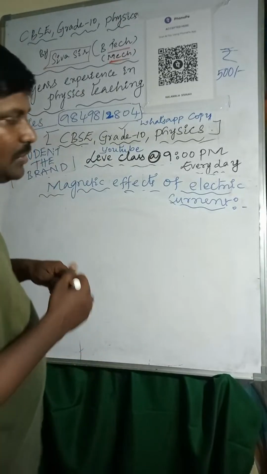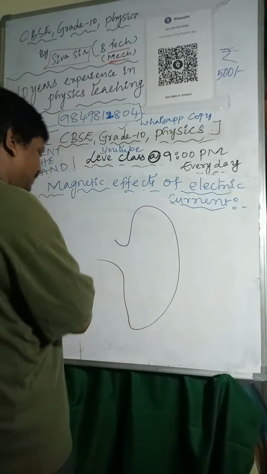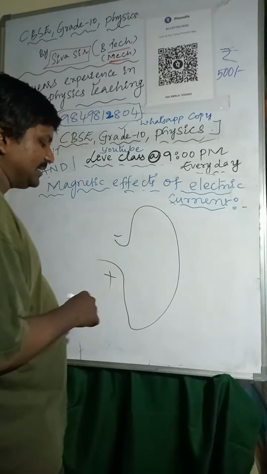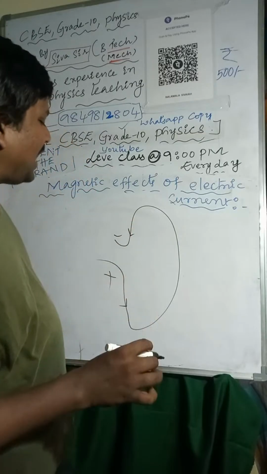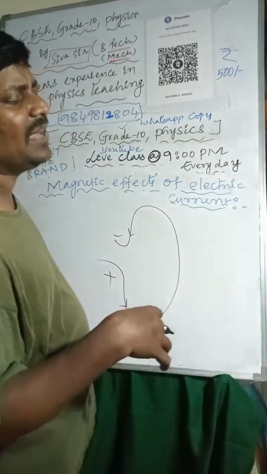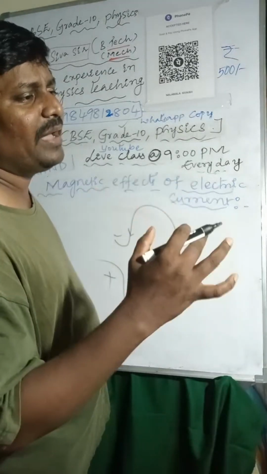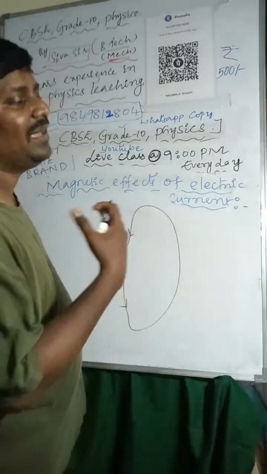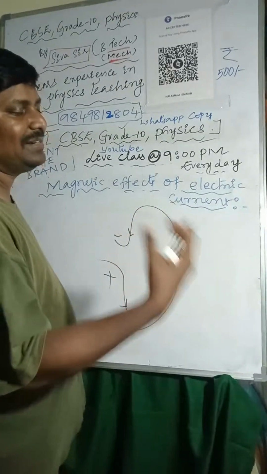So I'm taking the loop. So this is the loop. Okay, so the current is passing like this. Current is passing through the conductor, and it acts as a magnet. That is called an electromagnet. What is an electromagnet? When the current is passing through the conductor, it acts as a magnet.